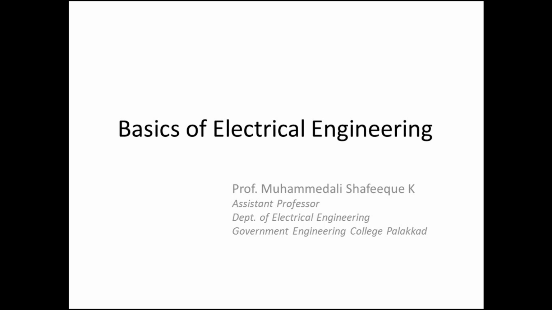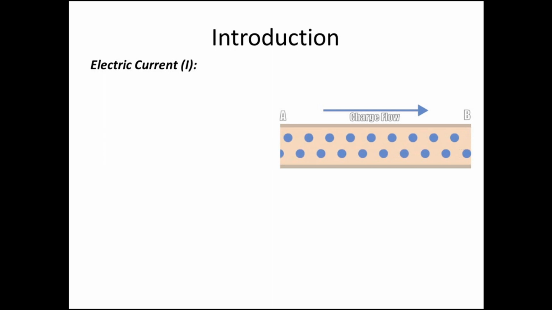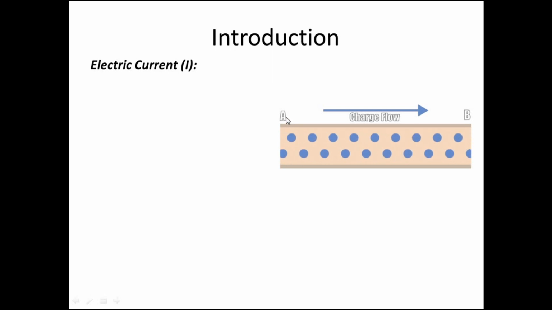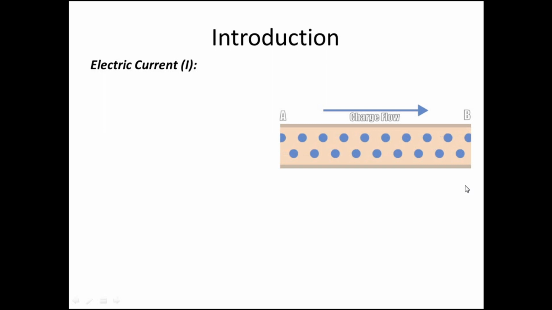Welcome all. In this lecture, we are discussing the basic terminologies used in electrical engineering. So, firstly, what is electric current? Consider a conductor through which charge is flowing. The charge is flowing from point A to point B.